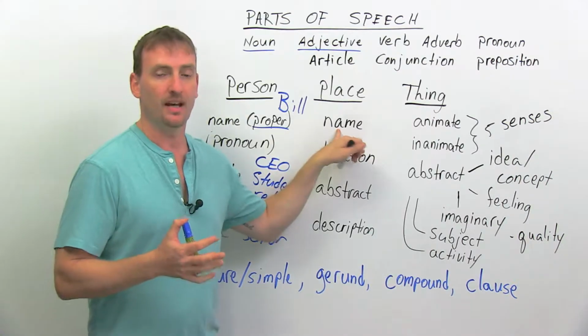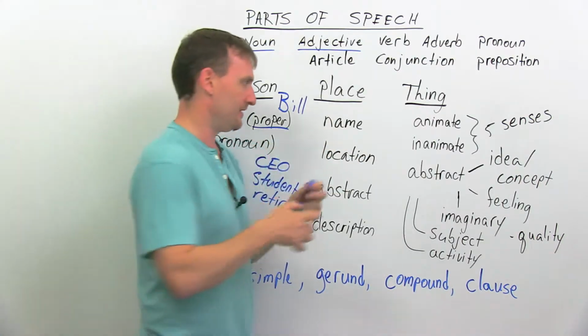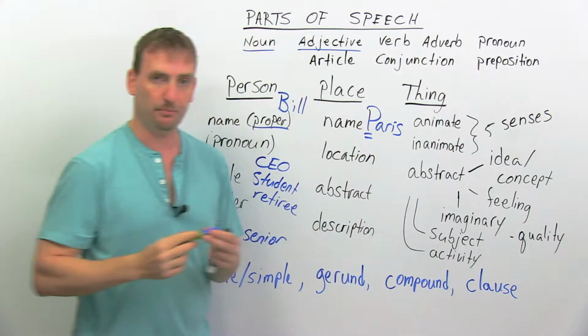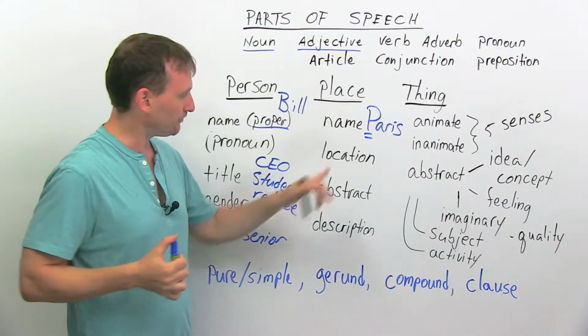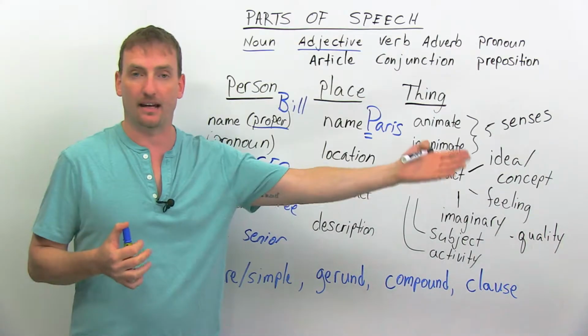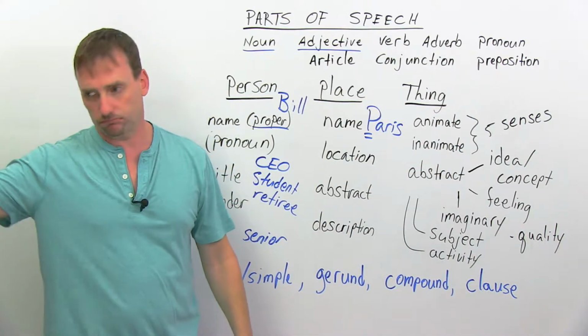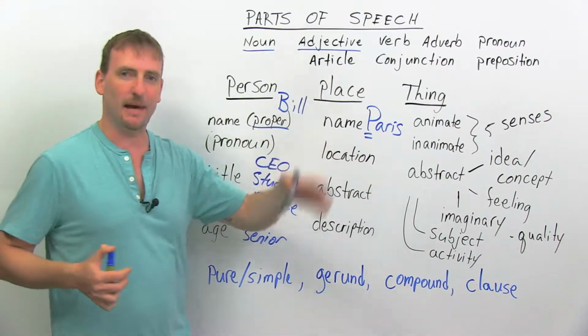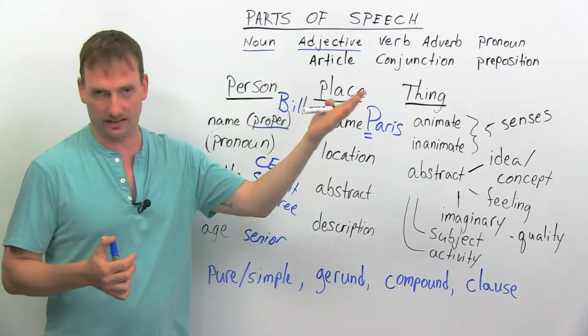Again, name. The name of a place, like Paris, still a proper noun. Okay, proper noun, capital. Location, in the back. Okay, beside something, but that's a preposition. We'll talk about it separately. In the back, in the east, in the northeast, etc.